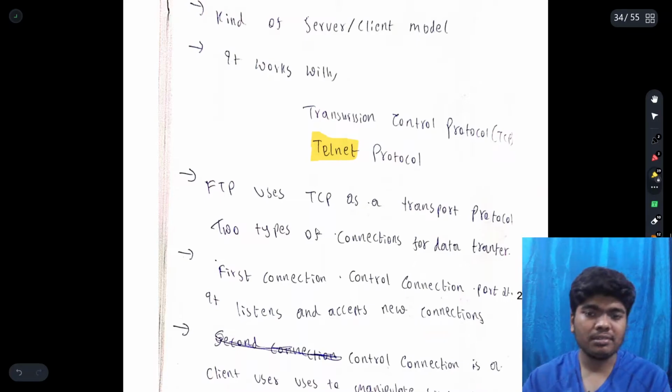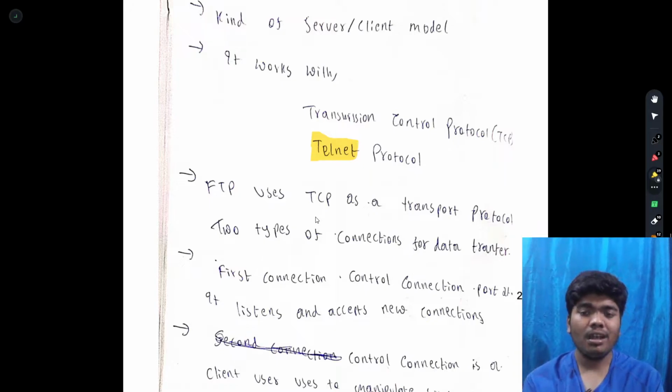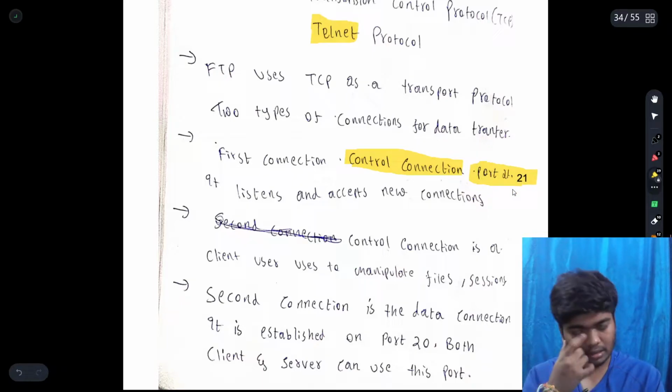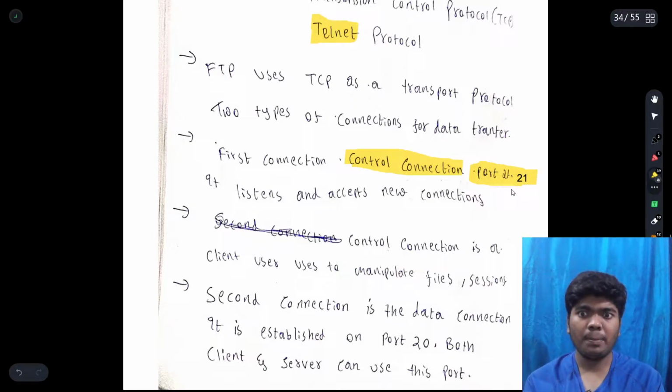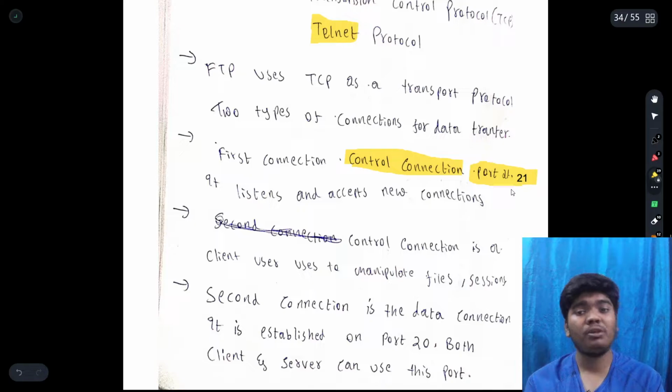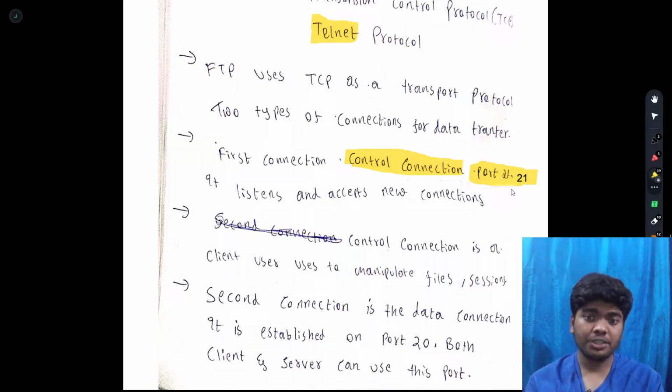FTP uses transmission control protocol as a transport protocol. There are 2 types of connections for data transfers. The first connection is for the purpose of control, the control connection, and it is done on port number 21. We can ask, why only port number 21? Port number 21 is just like a default port. If no port is specified for that particular connection, it will use port number 21 for this first connection, that is, the control connection.